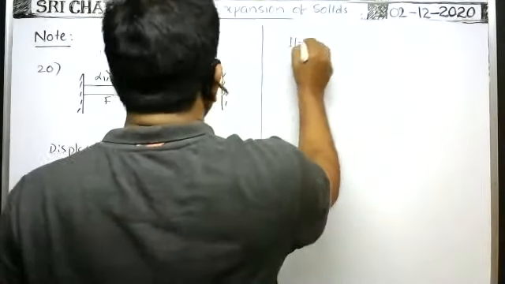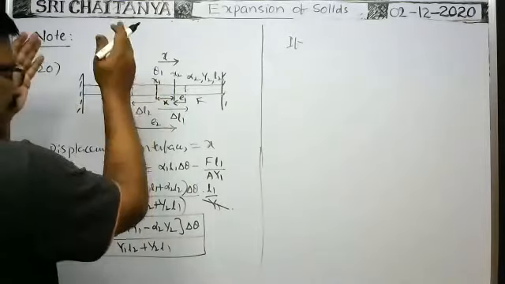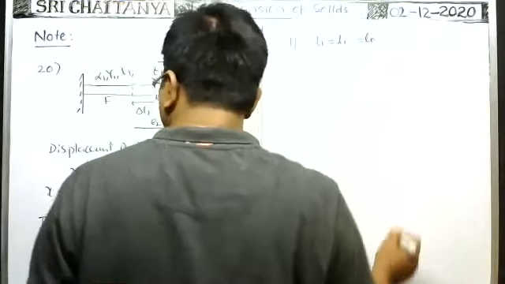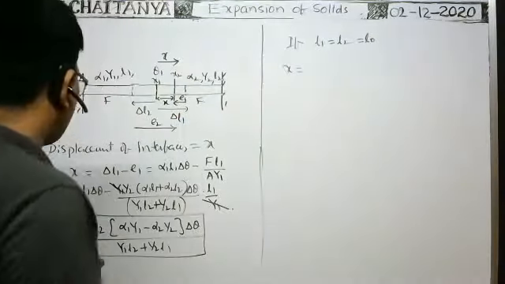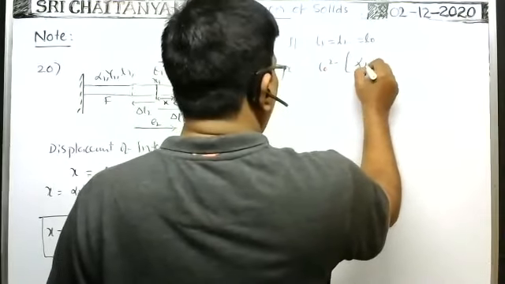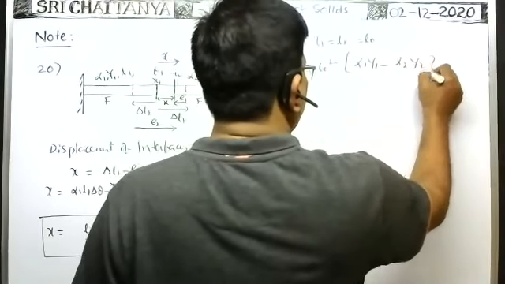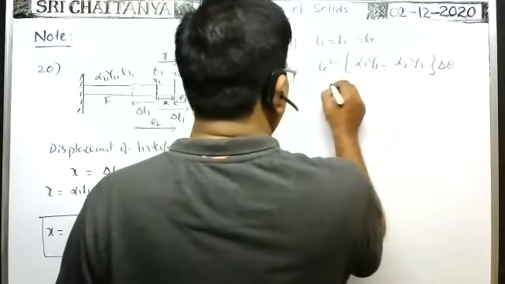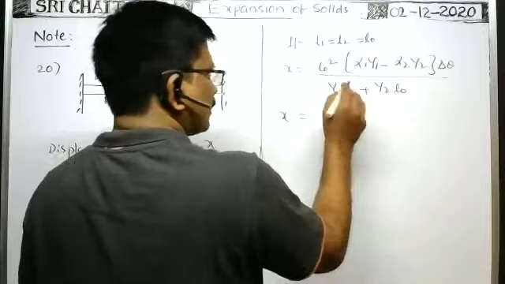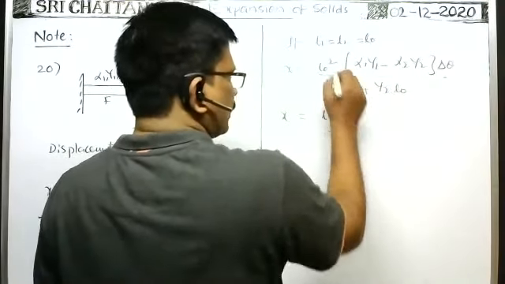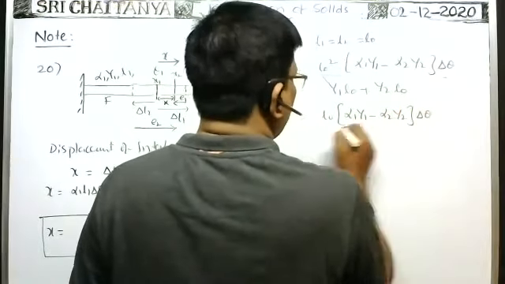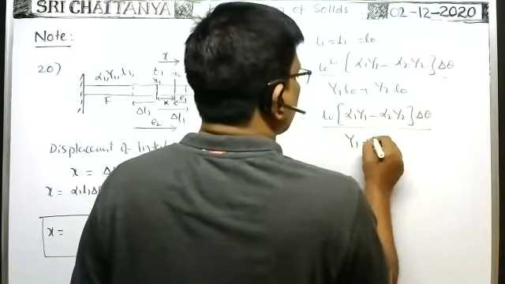If the initial lengths of the two rods are same, that means the interface is exactly at the middle. In such case, the lengths of the two rods are same, that is called say L0. Then displacement of the interface x is equal to, instead of L1 L2, write L0 into L0, L0 square into alpha 1 Y1 minus alpha 2 Y2 into rise of temperature delta theta whole by Y1 into L0 plus Y2 into L0. You take L0 common and cancel them. Remaining is one L0 of alpha 1 Y1 minus alpha 2 Y2 into delta theta whole by Y1 plus Y2.